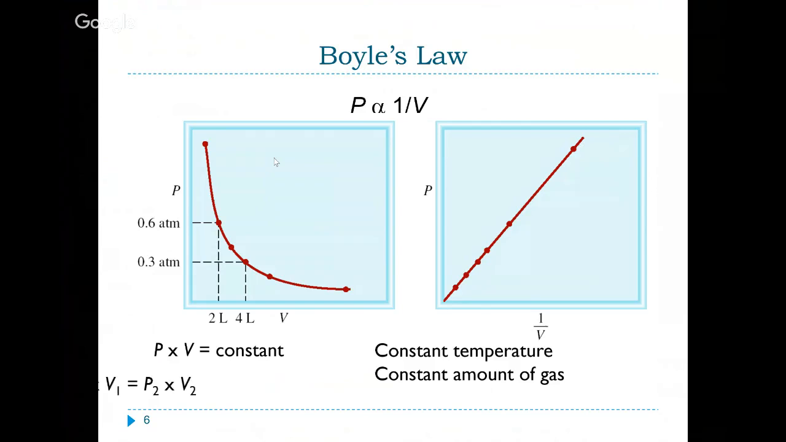And we can set up proportionalities, which say our initial set of conditions of pressure and volume equal a final set of conditions of pressure and volume. So if the pressure increases, the volume would decrease. If the pressure decreases, the volume would increase.